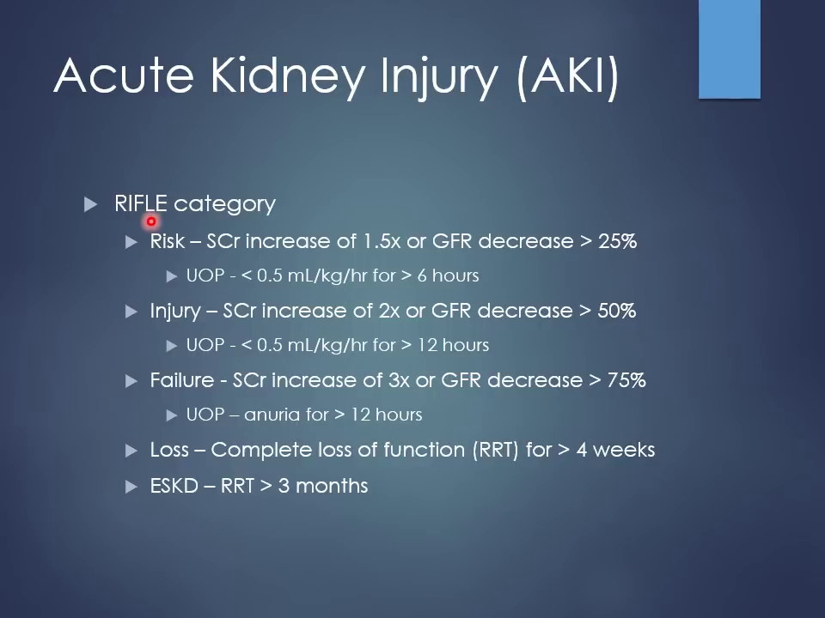So here's the RIFLE criteria, where they're looking at things like increases in serum creatinine. Usually you'll figure out what your patient's baseline serum creatinine is, and what's normal serum creatinine for a typical adult patient.